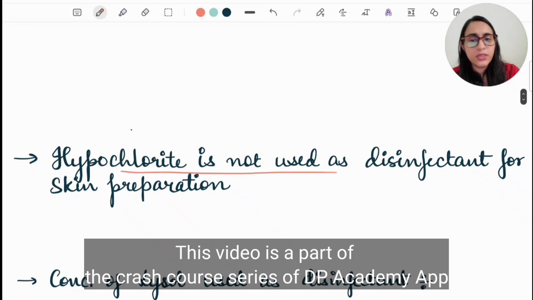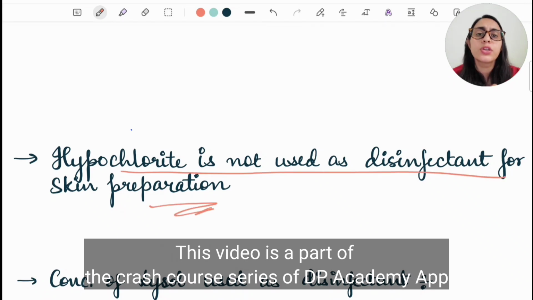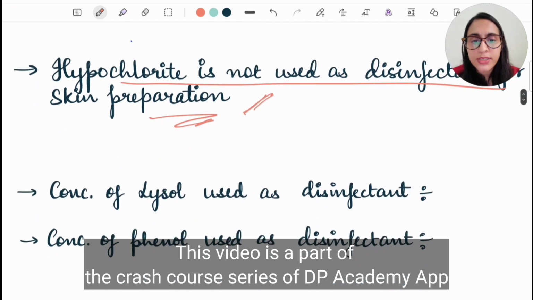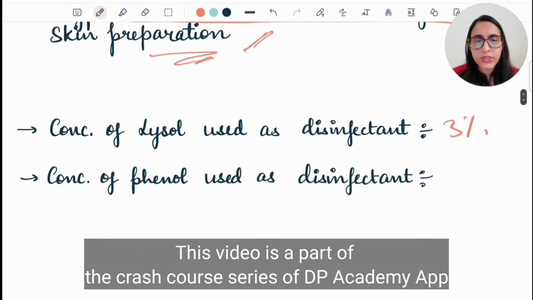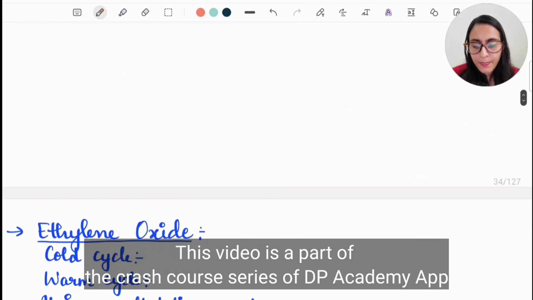And this disinfectant for skin preparation, this was a question asked in the NEET 2018 and 19 exam because it has the irritational property. The concentration of Lysol that is used as a disinfectant is 3%, and the concentration of phenol that is used as a disinfectant is 5%.